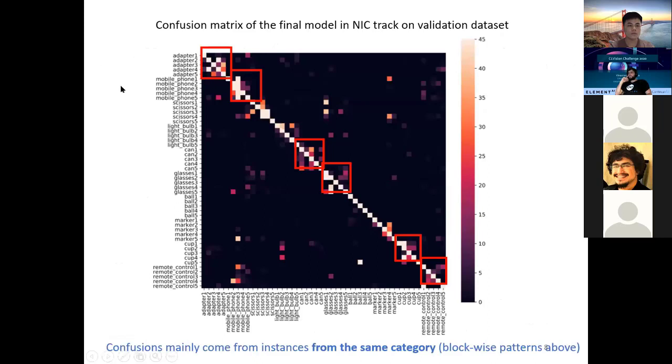We also did further analysis on these tracks. For example, the NIC track is the most difficult one, and we draw the confusion matrix. We found that there are many block-wise patterns, indicating that the confusion mainly comes from instances of the same category, like different types of adapters, mobile phones, etc.